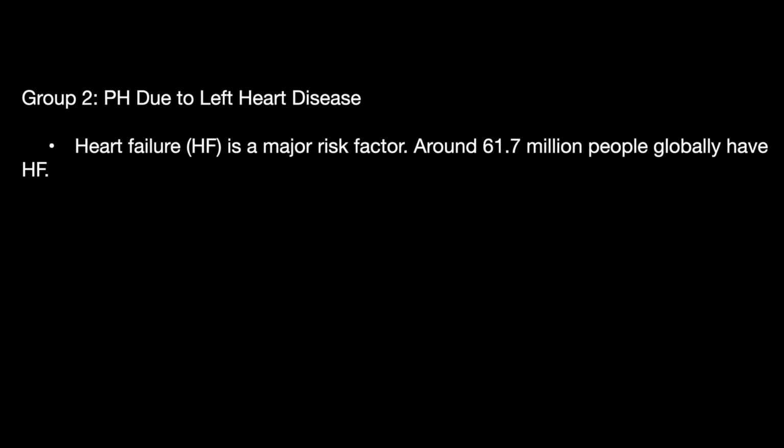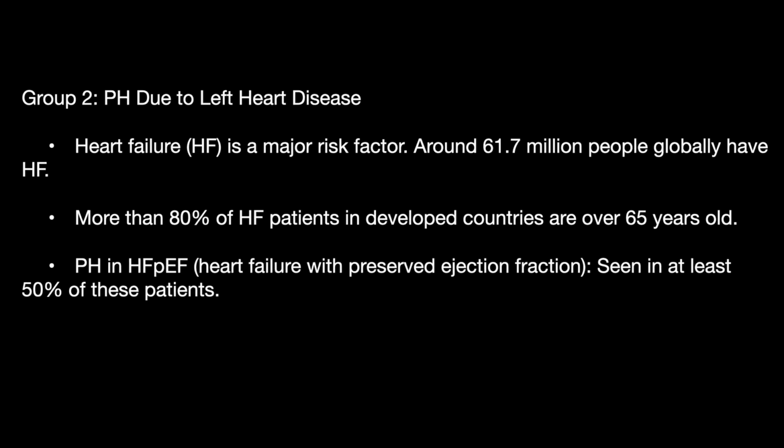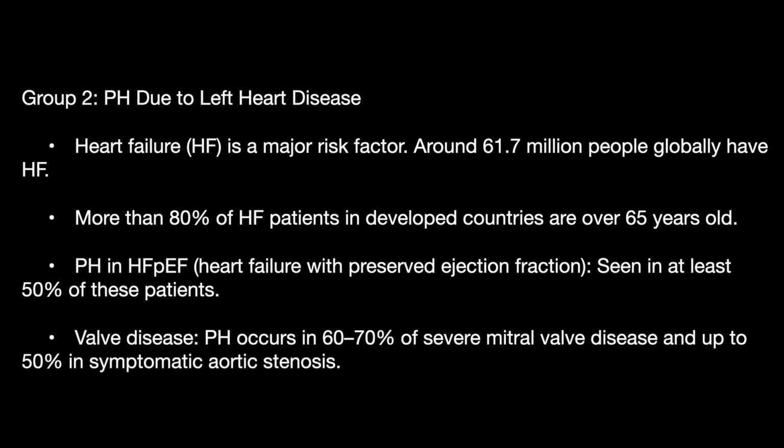Next is group 2, pulmonary hypertension with left heart disease. Heart failure is a common risk factor. Around 61 million people globally have this. More than 80% in developed countries are over the age of 65. Pulmonary hypertension in the preserved ejection fraction population is seen in at least 50% of these patients. Regarding valve disease, pulmonary hypertension occurs in up to 70% of the patients with severe mitral valve disease and up to 50% in symptomatic aortic stenosis.